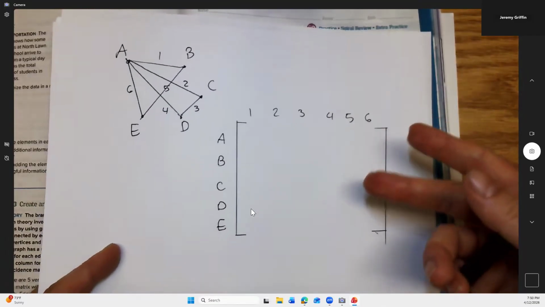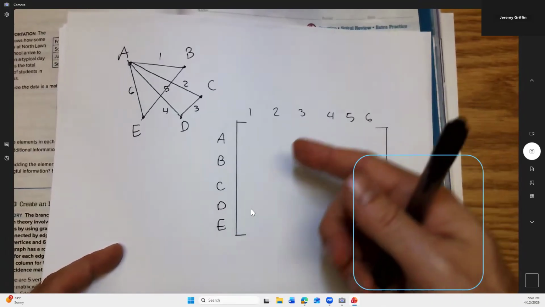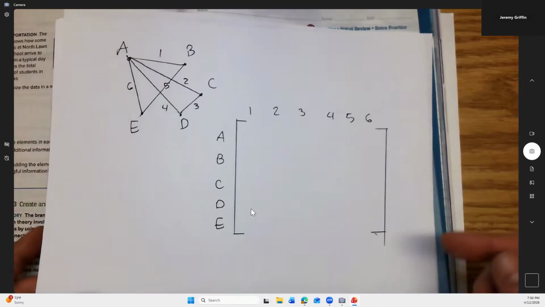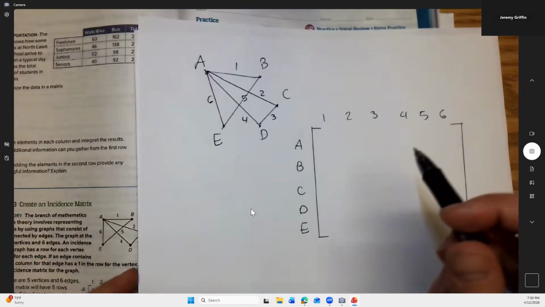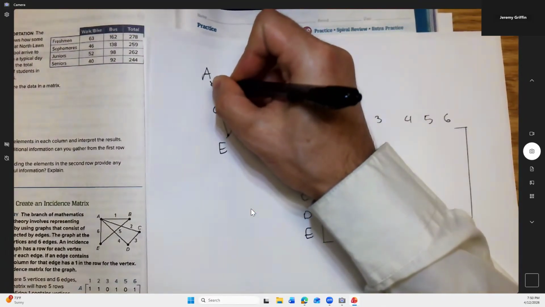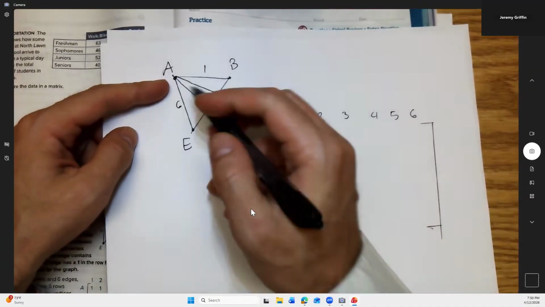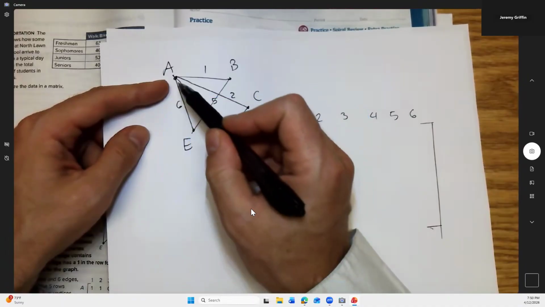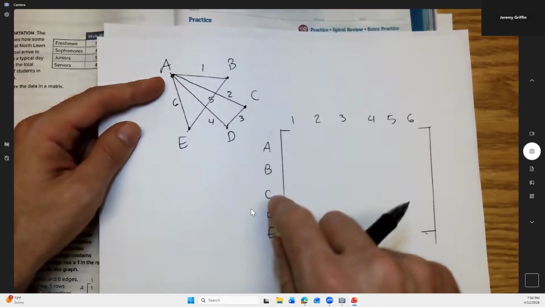Now notice that these are just naming the vertices and the edges. So I haven't actually written anything inside the matrix yet. Okay. Let's do it. So what does this mean here? Well, do you see what is connected to point A? Let's do this from point A's point of view, and maybe I can fill out this entire row. Okay, well, it looks like A is connected to 4 different edges. Edge one, two, 4, and 6.